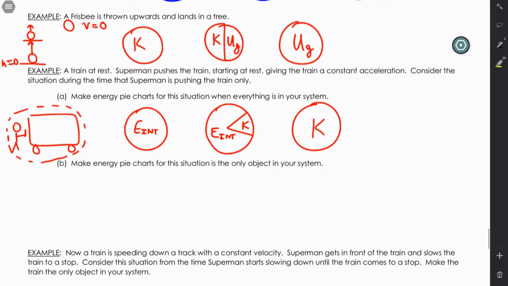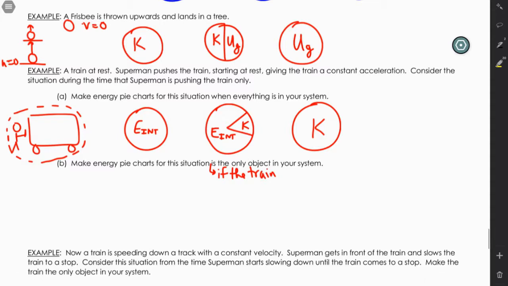You can also choose a point where it's halfway down, where it ends up being a 50-50 split, okay? Now, the next one is make energy pie charts for the situation if the train is the only object in your system, okay?